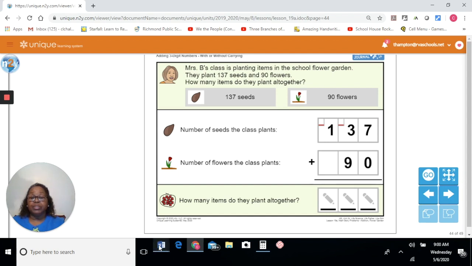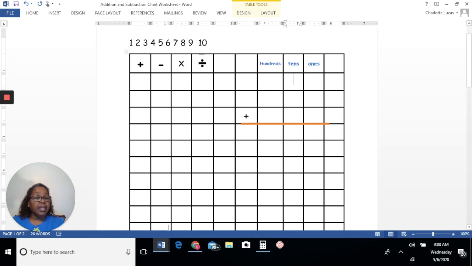Let's see if we can put that on our chart paper and add that. 137. So let's go to the hundreds place. How many hundreds? There's 1. How many tens? 3. How many ones? 7. All right. Then we're going to add to that using our operation of addition, 90.